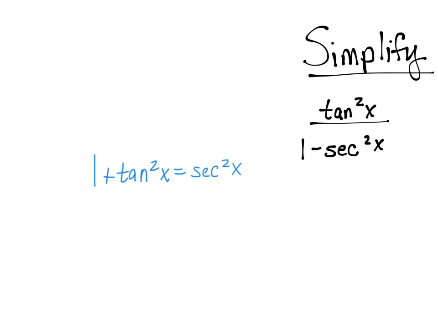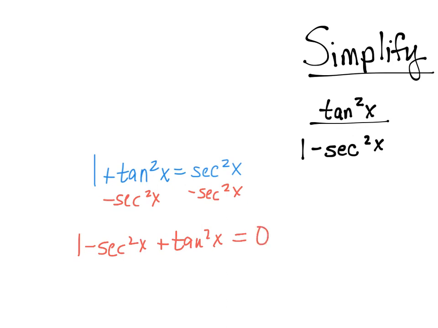Grace, did you have a question? Okay, you want to tell me? Do you just subtract the secant and then you put the tangent over? Okay. If I subtract secant, 1 minus secant squared x plus tangent squared x equals what? 0. Okay. Subtract tangent. Good.